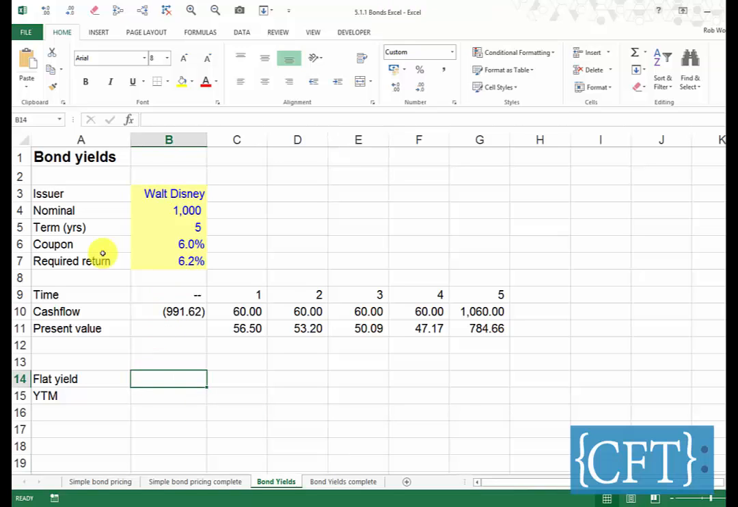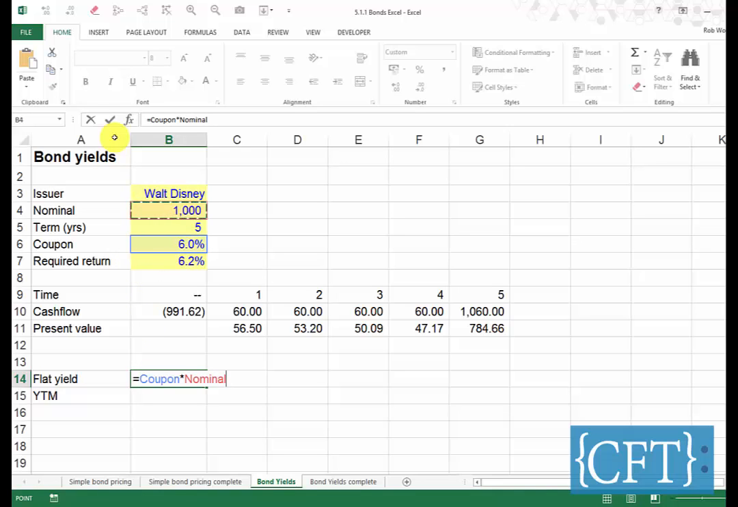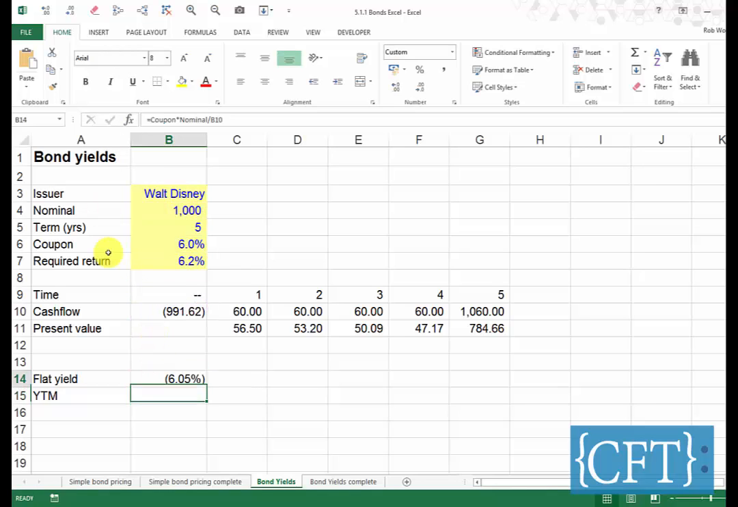We're now going to work out the flat yield and the yield to maturity for this particular bond. Now there are numerous ways in which we can do this. What we're going to do first of all for the flat yield is fairly straightforward. It's just the coupon multiplied by the nominal value divided by the price. Now you need to remember that we actually put the price in as a negative number here, so therefore this will actually come out to be a negative yield.